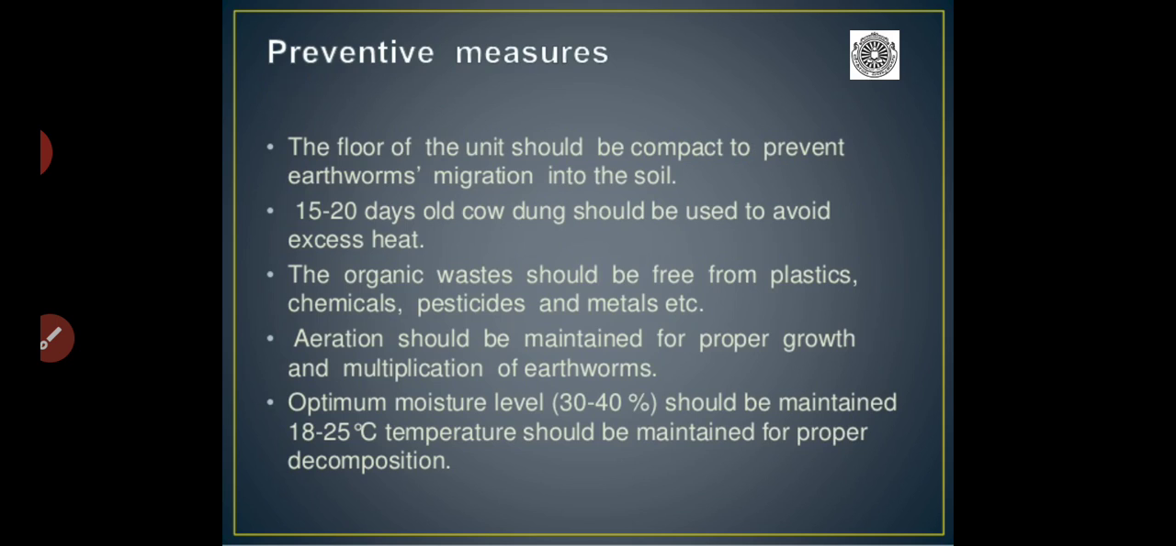Aeration should be maintained for proper growth and multiplication of the earthworms. The optimum moisture level required is about 30 to 40%, and that should be maintained, and a temperature of 18 to 25 degrees Celsius should be maintained for proper decomposition.